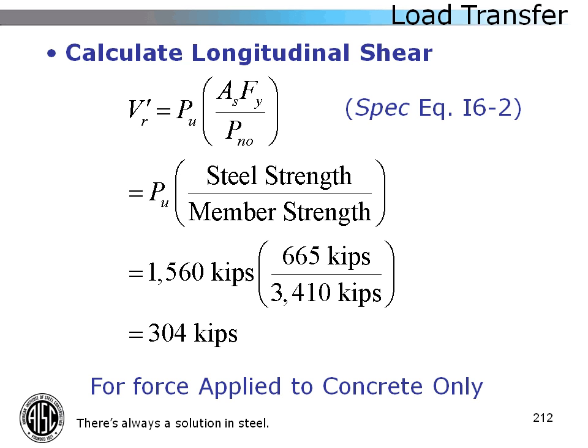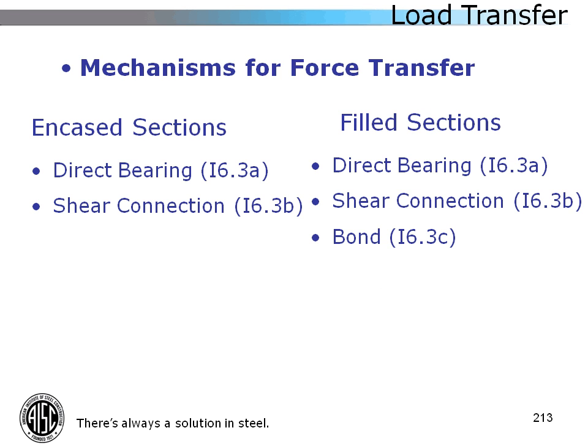I6-2, except in this case it's a ratio of steel strength to member strength. And this is down to a longitudinal shear of only 300 kips. And then you have to decide how to transfer this. If you'll recall previously, all the different mechanisms for force transfer, either direct bearing, shear connection, or bond for filled sections. This is an encased section, so we have to look at either just direct bearing or just shear connection.